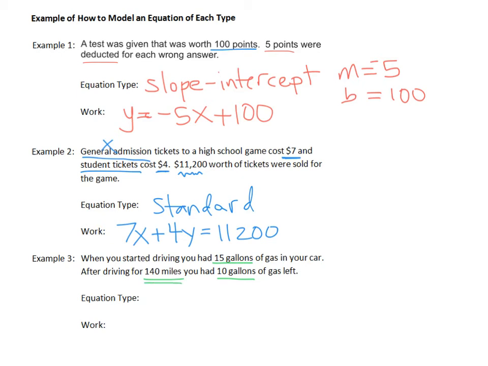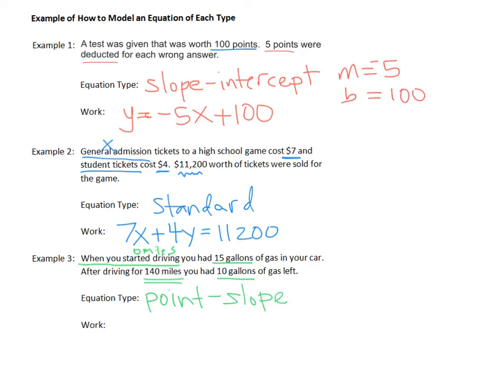But we don't have miles written down twice, and that's because it says right here, when you started driving. When you started driving, how many miles have you gone already? Well, 0. So after driving for 0 miles, you have 15 gallons of gas, and then after driving 140 miles, you have 10 gallons of gas. That is an example where you have two data points. So that is the type that we're going to use point-slope form for.